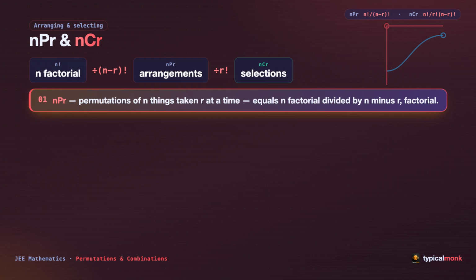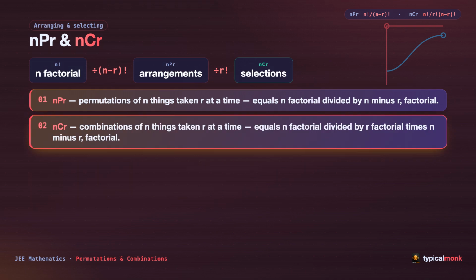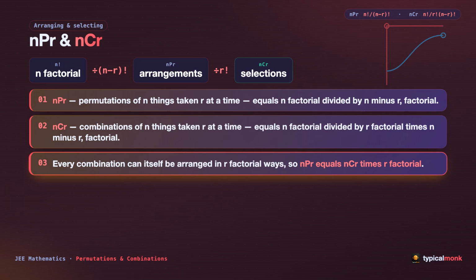Now we put numbers on arranging and selecting. First, nPr, the number of permutations of n things taken r at a time, equals n factorial divided by n minus r factorial. Second, nCr, the number of combinations of n things taken r at a time, equals n factorial divided by r factorial times n minus r factorial. Third, a beautiful bridge between the two: since every combination of r items can itself be arranged in r factorial ways, nPr equals nCr times r factorial.